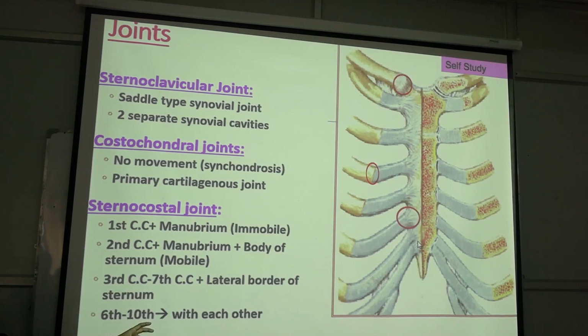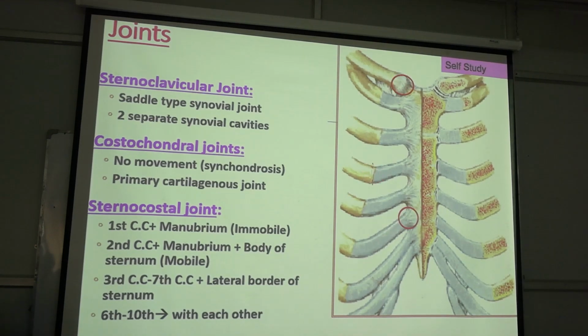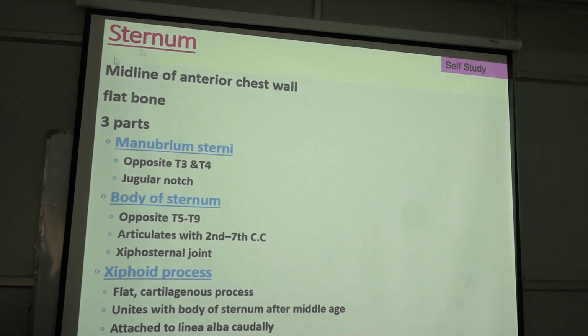This is a kind of joint we call a cartilaginous joint. There is the primary cartilaginous joint, which eventually at some time unites and becomes a single bone. And if it remains separated and does not unite, we call it a secondary cartilaginous joint. So this is what we are referring to: three pieces of bone together, the manubrium, the body of the sternum and the xiphoid process.